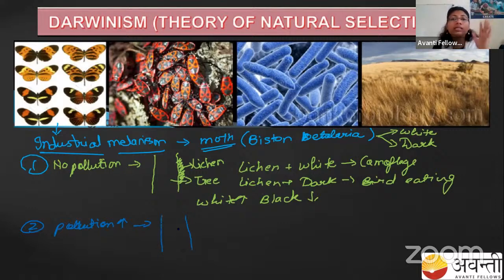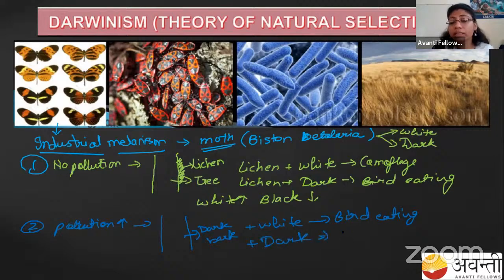We have a tree, but there is no lichen. So here we only have the dark bark of the tree. Now our background has changed from light to dark. Again, we have two types of moth, the lighter one and the dark one. If the white moths sit on that dark bark, they get highlighted, so now birds started eating them. But now the dark moths get the advantage because the bark is dark and their body color is also dark. So the dark moths get camouflaged with their environment.